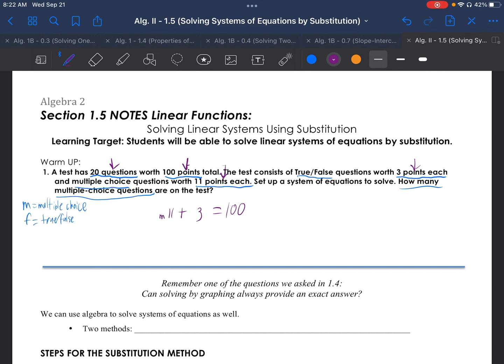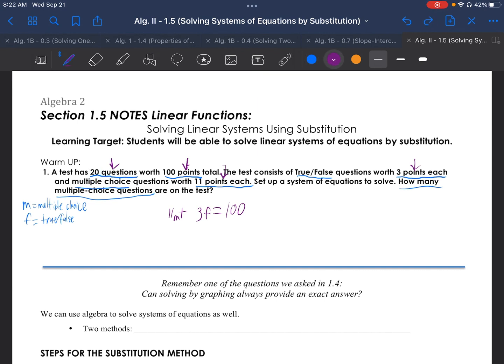So 11 points for the multiple choice questions, M, all right, 11M, and 3 points for the true-false questions, which are called F. So we have 11M plus 3F is equal to 100. This is talking about 11 points plus 3 points per question is equal to 100 total points.